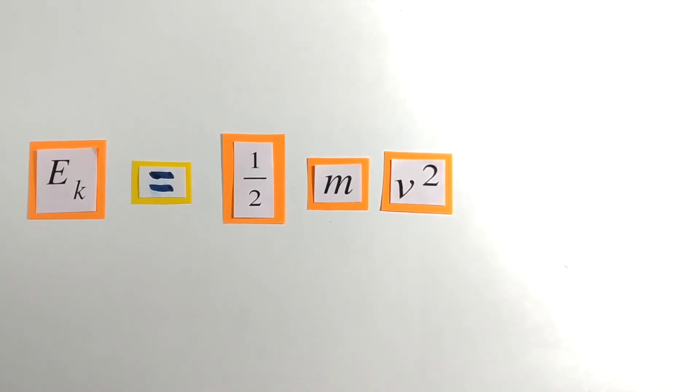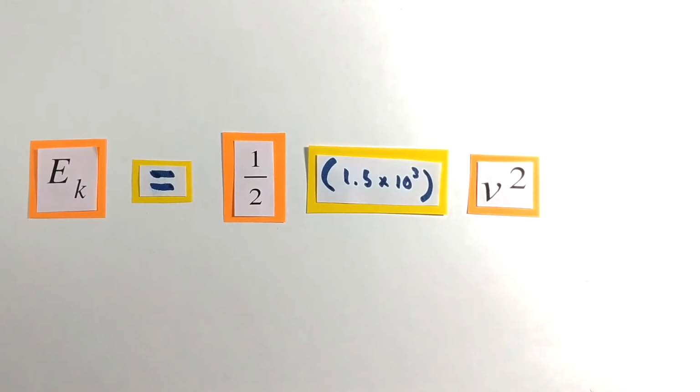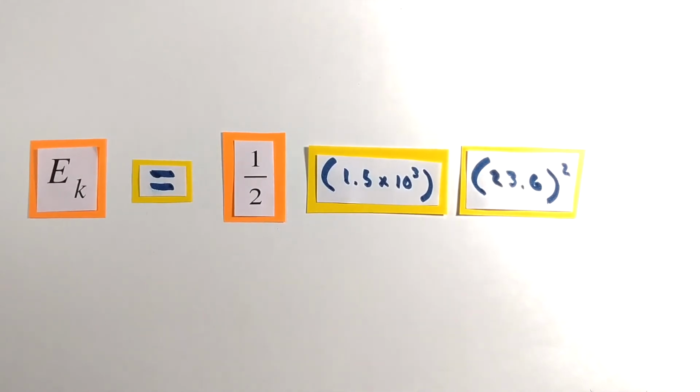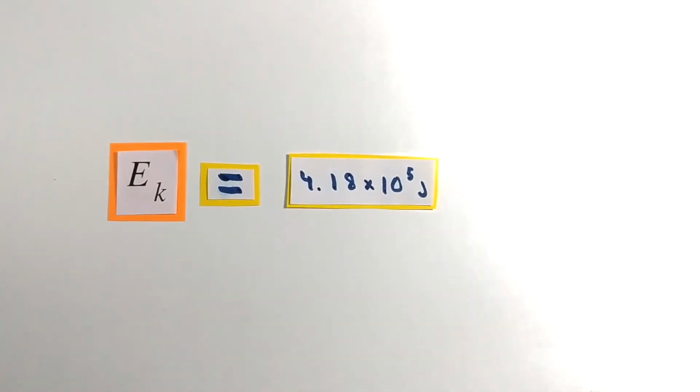First, let's write out our formula. Next, let's plug in the value of our mass. If we convert 85 kilometers per hour to meters per second, we'll get approximately 23.6 meters per second. Finally, we can solve the equation and get an answer of 4.18 times 10 to the 5 joules of energy, which is how much kinetic energy the car has.